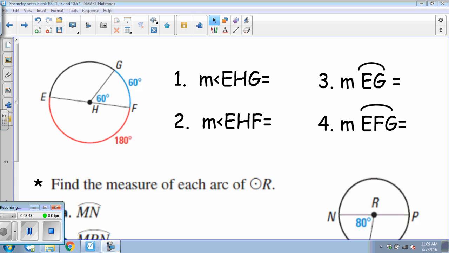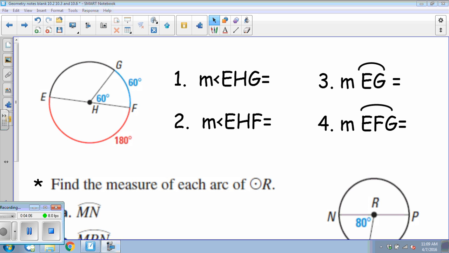Let's look at this and check to make sure we understand what we were talking about. Okay? So here we have a figure, and they give us this information. And they want us to find the measure of these arcs and angles.